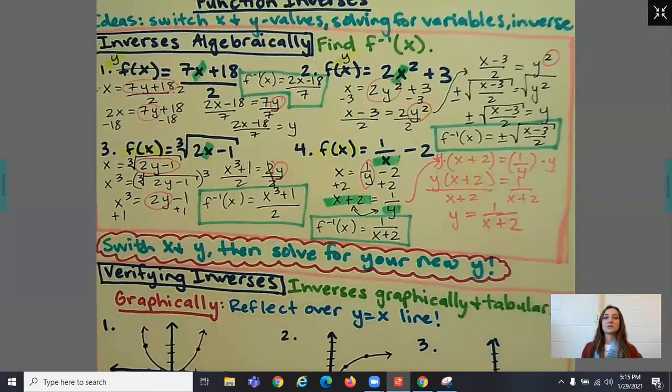So, moral of the story, when you're finding inverses, you switch the x and y, and then you're solving for your new y. Stay tuned for verifying inverses graphically. It is easier than algebraically, I promise.